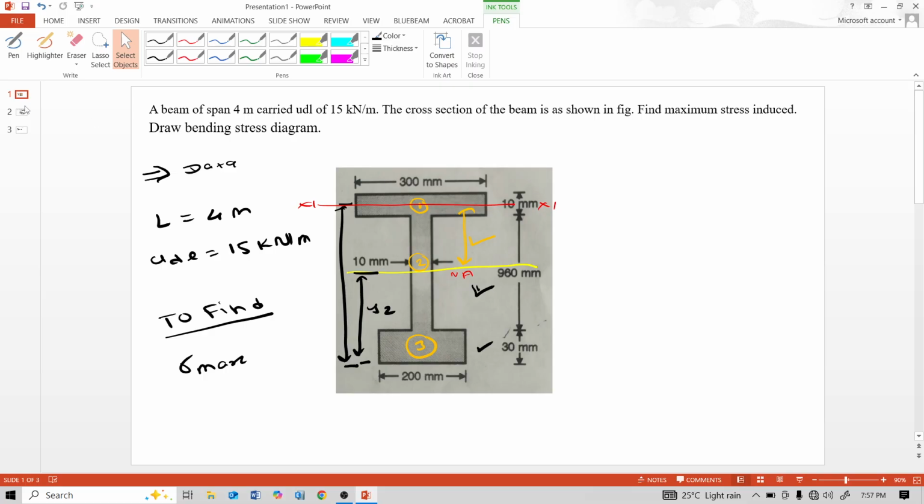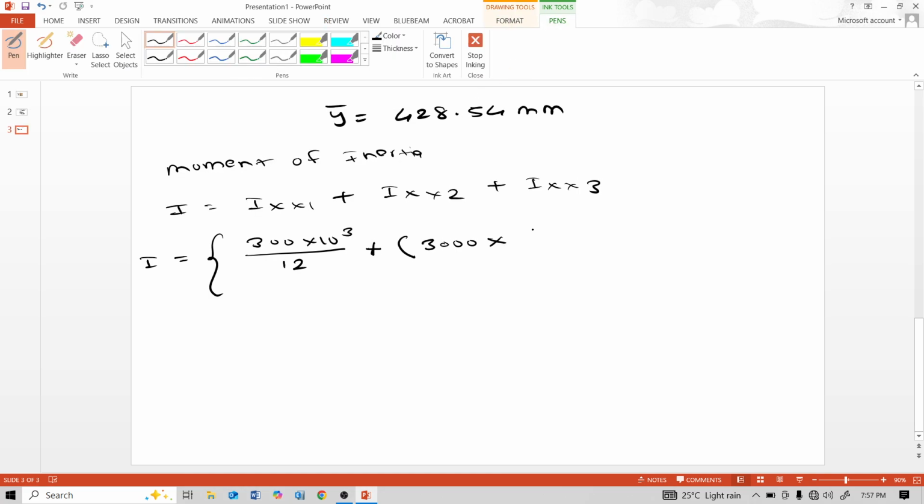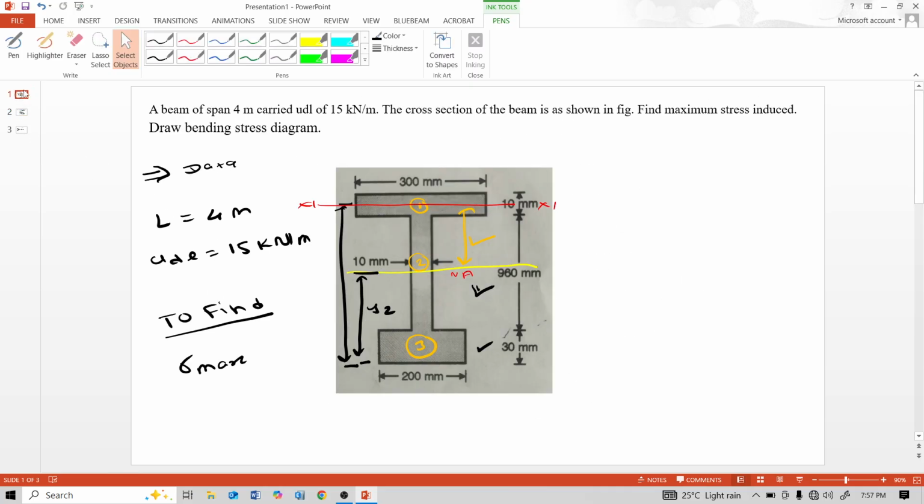That means 995 minus 428.54, 566.46, and square of this, plus web part moment of inertia about x-axis, x2. Web is 10 mm thick and 960 mm deep. Therefore, only web part moment of inertia is 10 multiplied by 960 cube by 12.